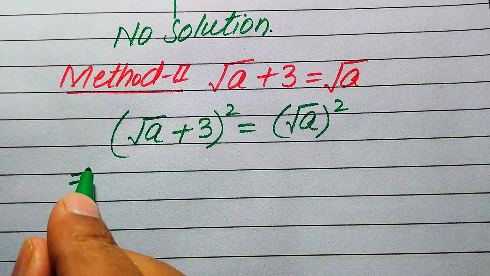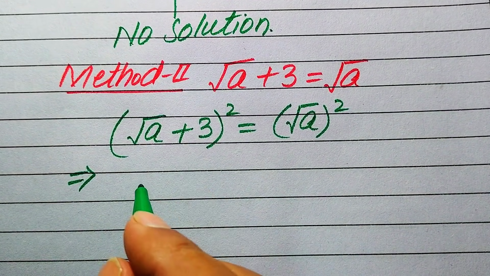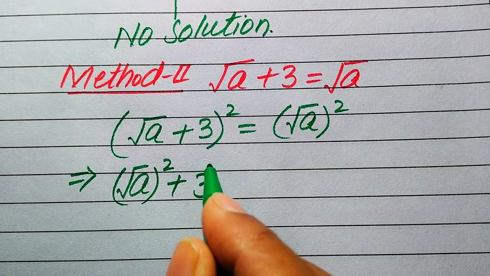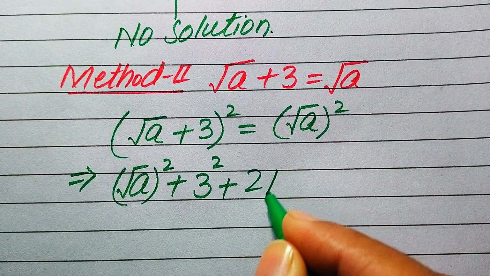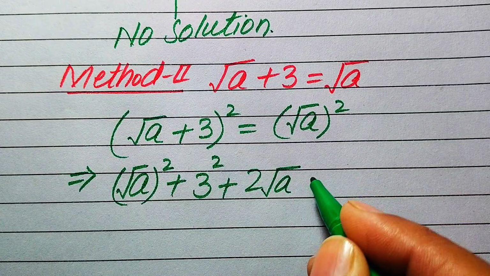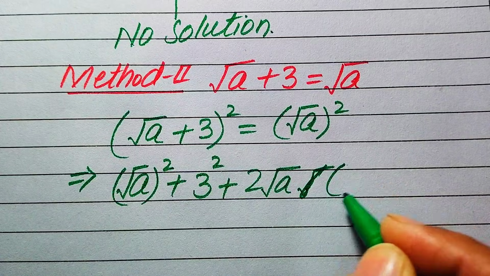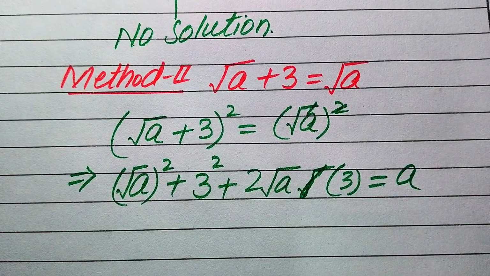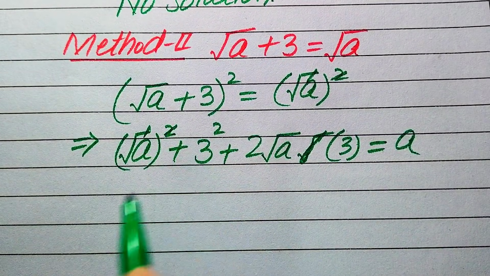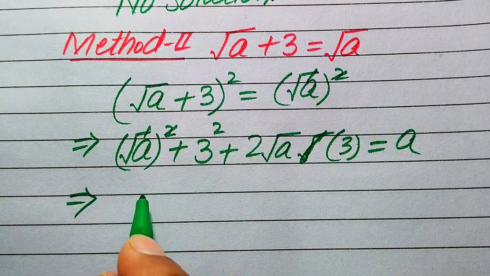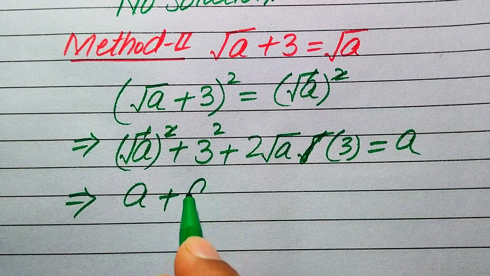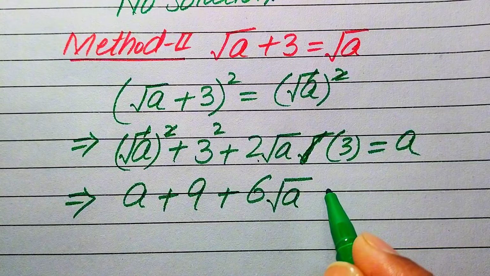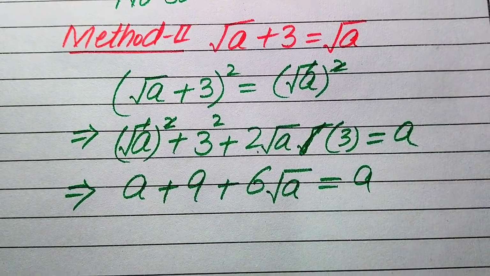And on the left hand side, we will just use the nice algebraic formula you know about. We have (square root of a) squared plus 3 squared plus 2 times the square root of a times 3. The 2 and the square root cancel out by each other, and we get a. The 3 squared becomes 9, and 2 times 3 becomes 6 times the square root of a, and this is equal to a.